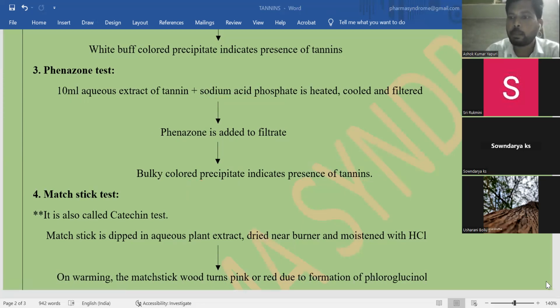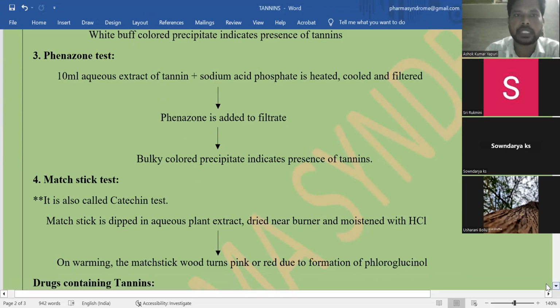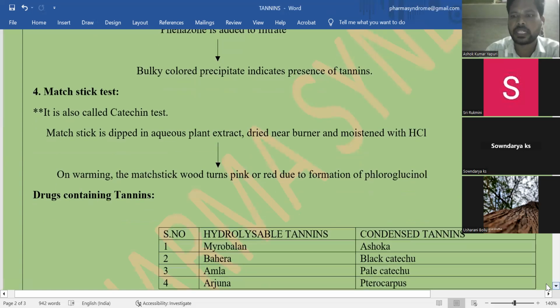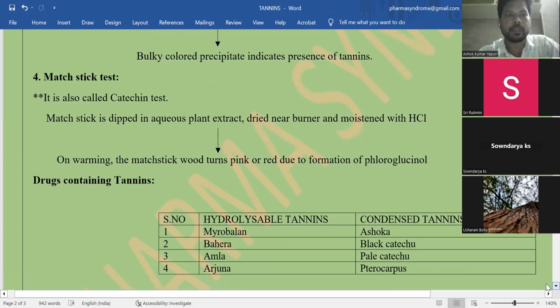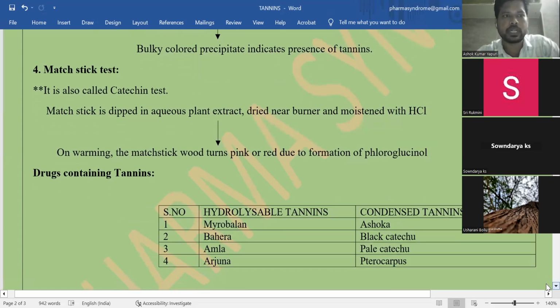And next is the matchstick test. The matchstick test is also known as the catechin test. So the catechin test is nothing but the matchstick test. It is one of the tests for identification of tannin compounds.